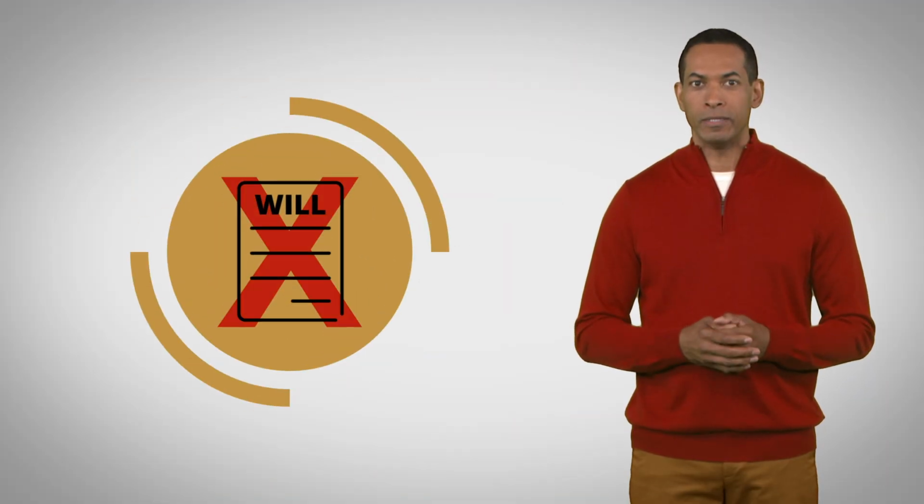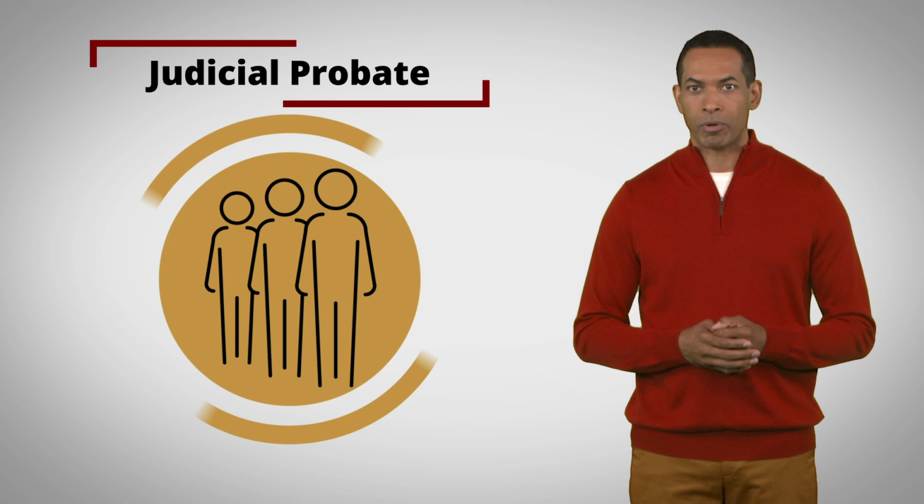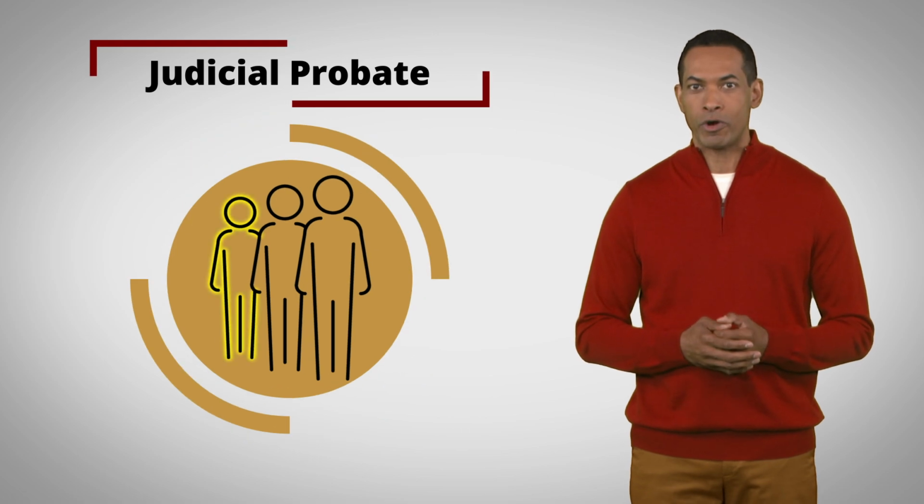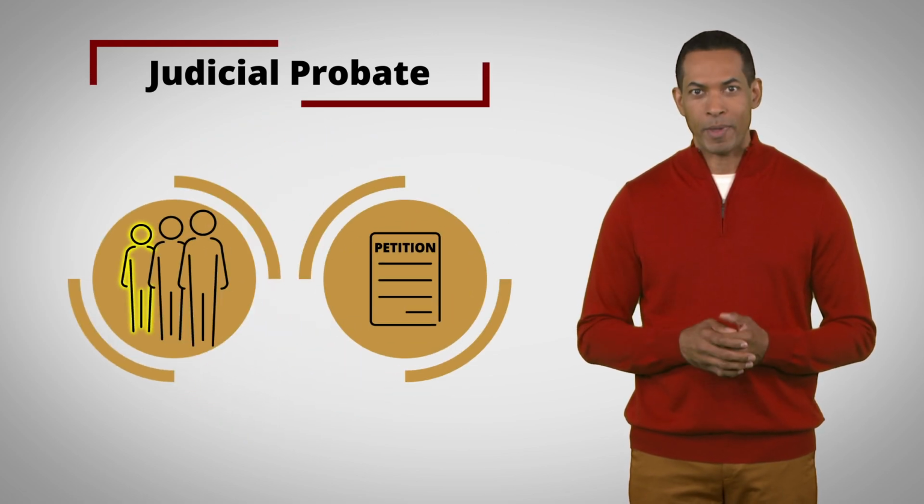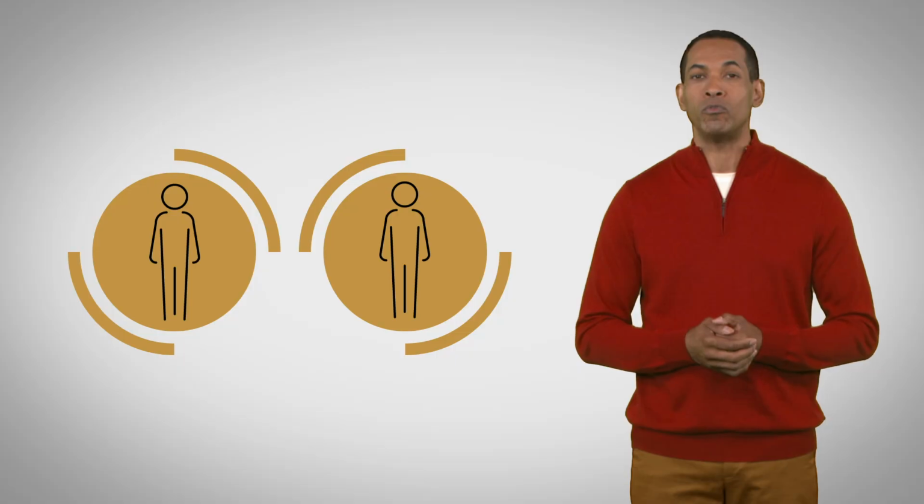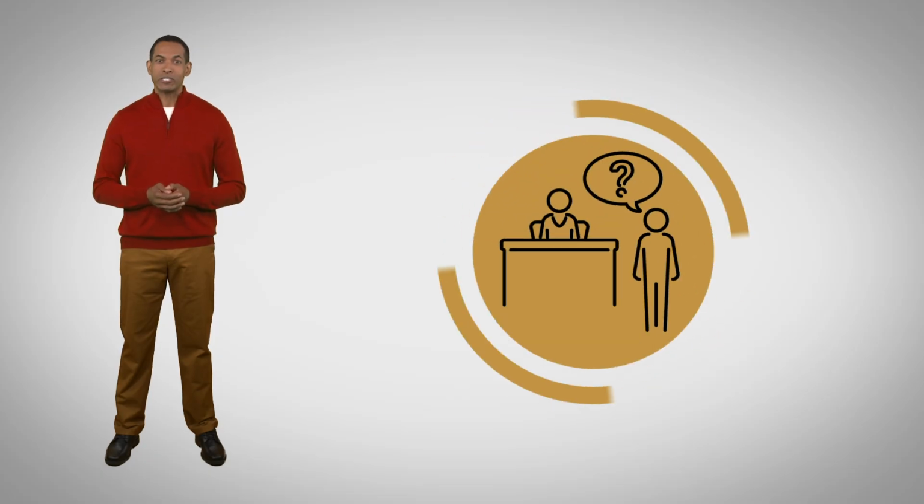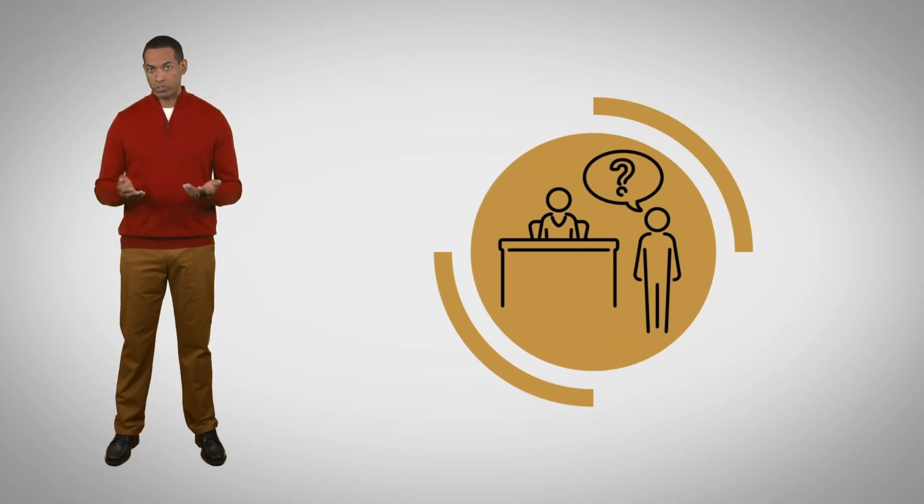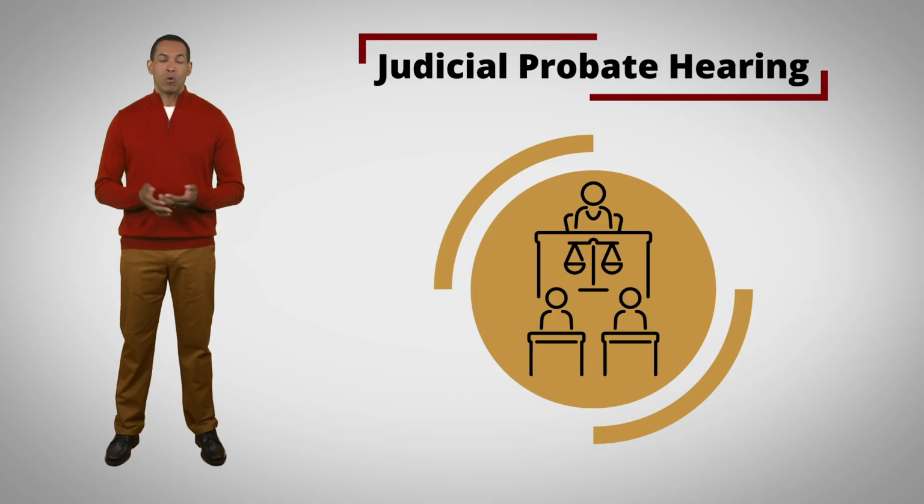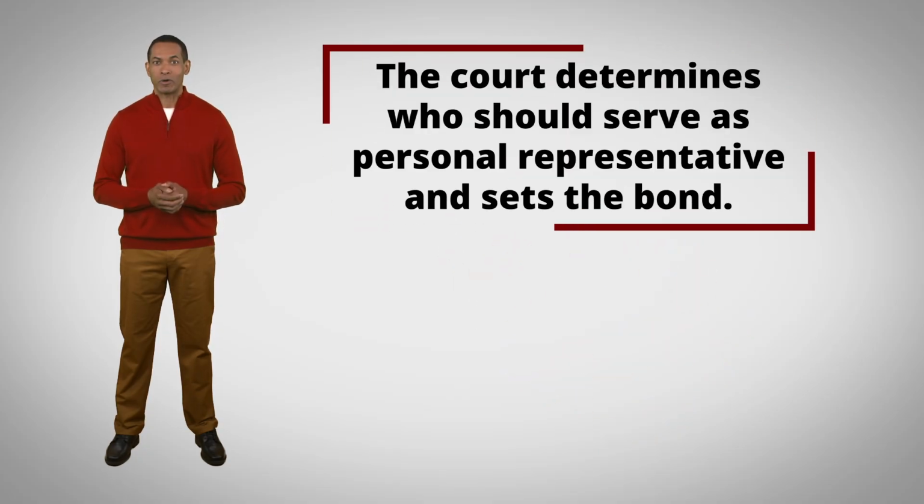If there is no will, judicial probate happens when a person who does not have the highest priority files a petition for probate and does not have the consents of all interested persons, or if there are two or more people who file a petition to administer the estate. Finally, whether there is a will or not, an interested person may ask the court for a judicial probate hearing. With judicial probate, the court determines who should serve as personal representative and sets the bond.